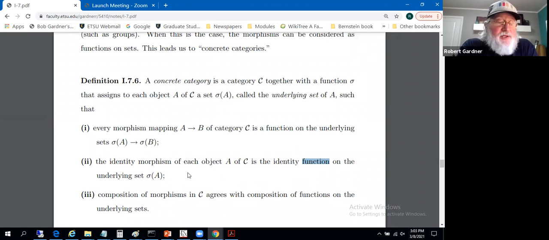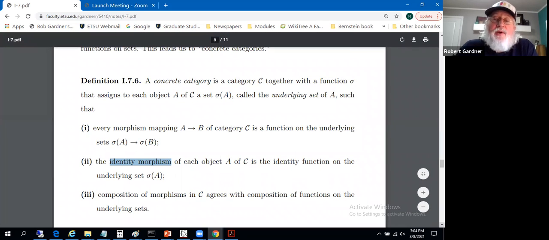The identity morphism was defined in terms of some types of compositions. The identity function is very straightforward. I can very explicitly tell you what the identity function on a set is. It maps an element to itself. And a little surprisingly, maybe, the identity morphism was not quite so tangible. And thirdly, the composition of morphisms in the category agrees with the compositions of the functions on the underlying sets. So morphism composition correlates with function composition. So that's what a concrete category is.